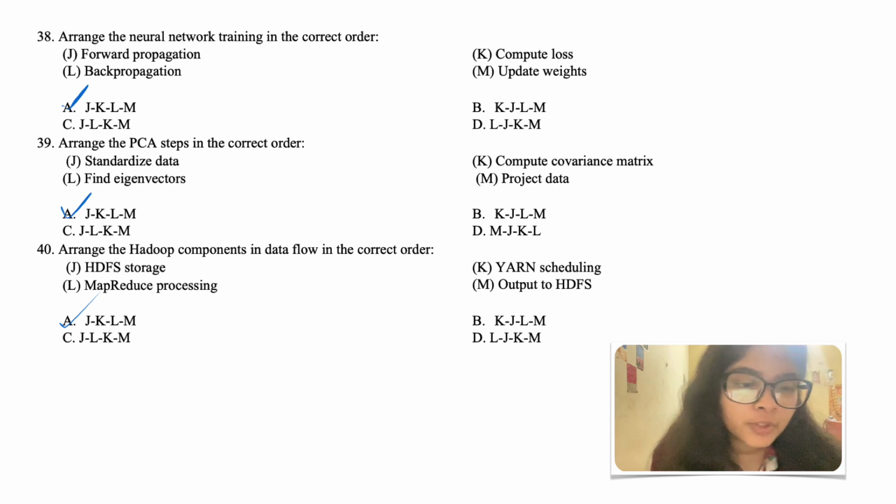Arrange Hadoop components in data flow in correct order. So the first thing that happens, the data has to be stored in HDFS storage. After that happens YARN scheduling, what system is going to perform what, and MapReduce processing for output, then output is sent to the HDFS system. So option A is correct.